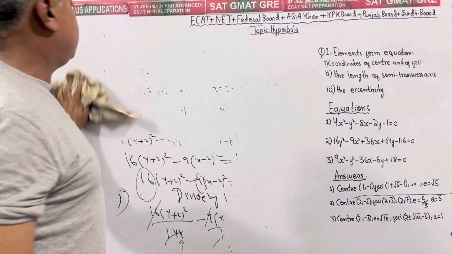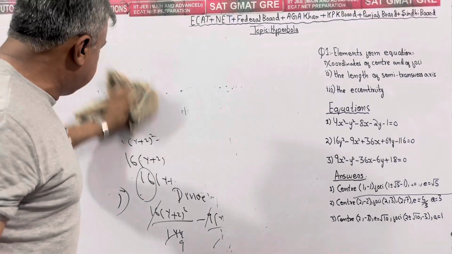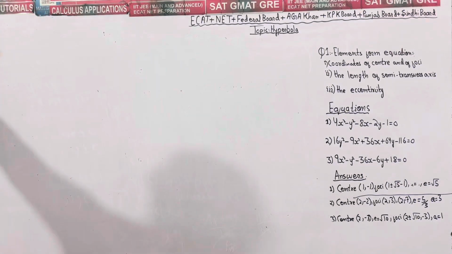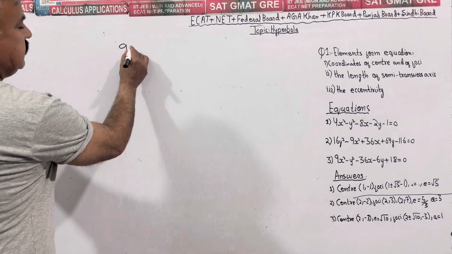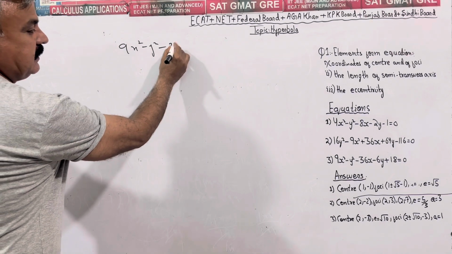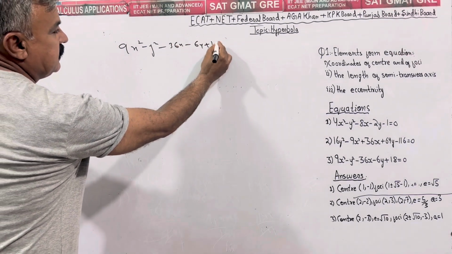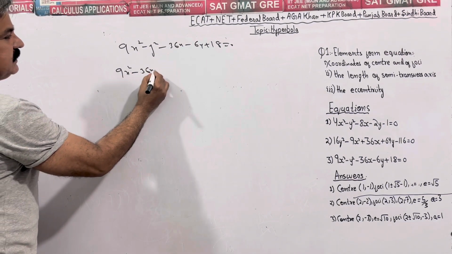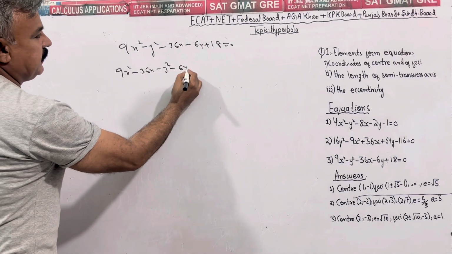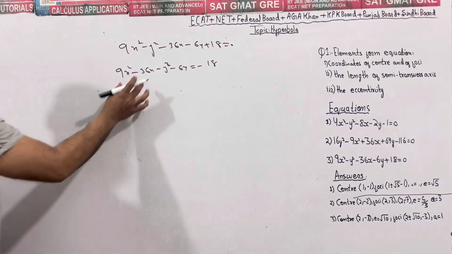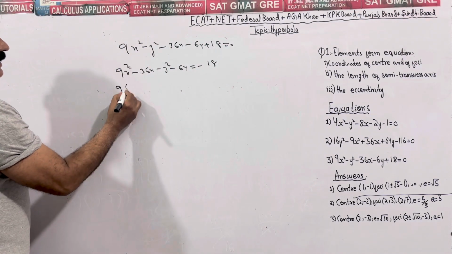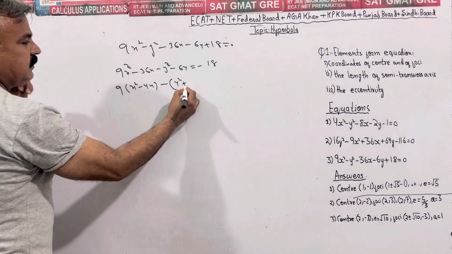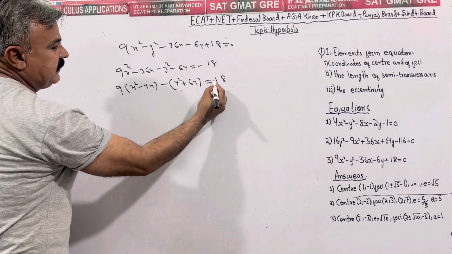9x square minus y square minus 36x minus 6y plus 18 is equal to 0. How to handle this? Let's see and find out. Collect the like terms and make them perfect squares. 9x square minus 36x minus y square minus 6y. Take 18 to the right hand side. Making the coefficient of x square positive one, take 9 common: x square minus 4x. Here, take only the minus symbol common: y square plus 6y is equal to negative 18.